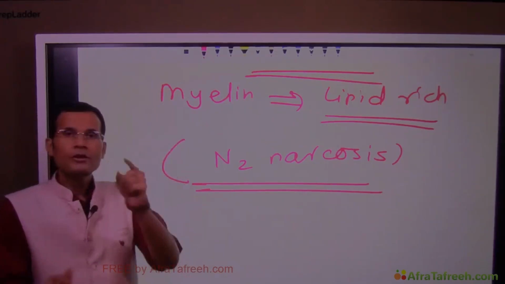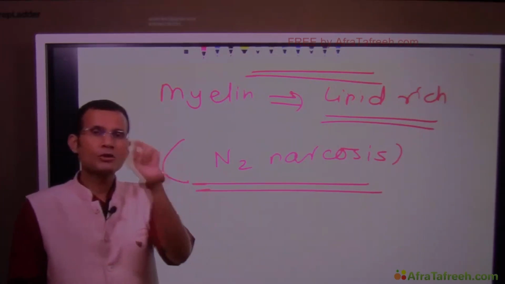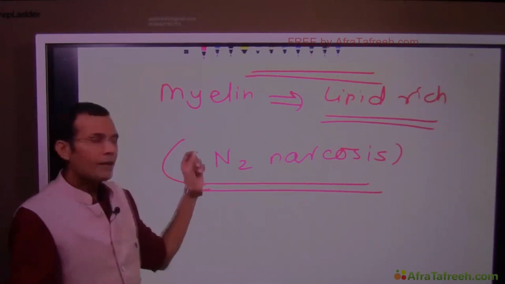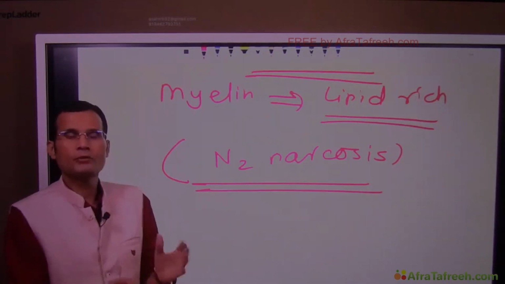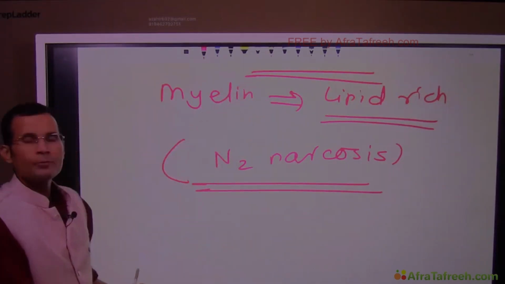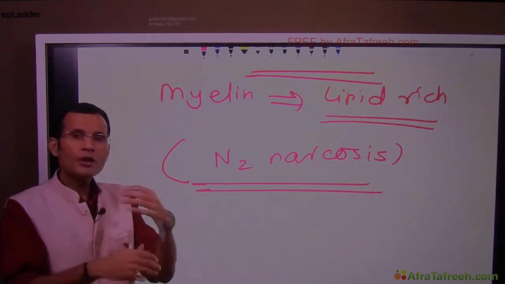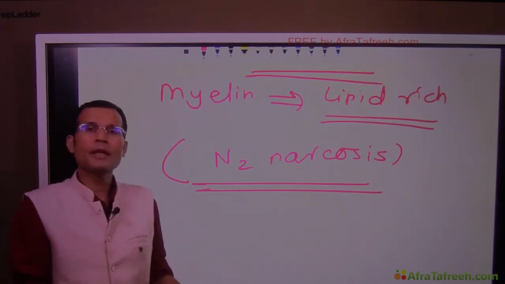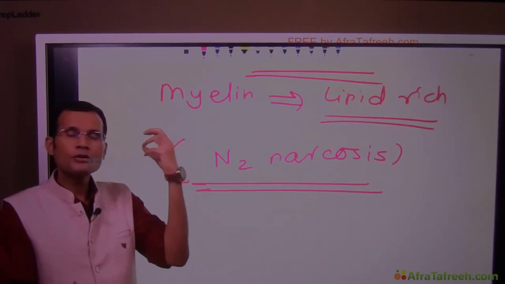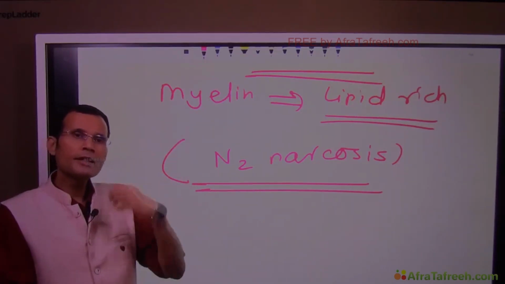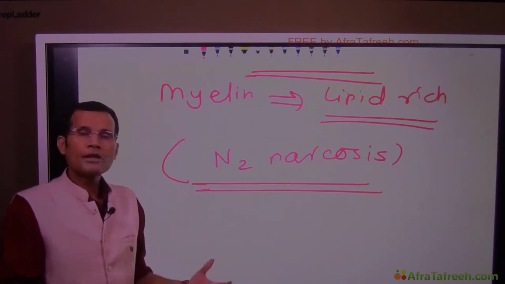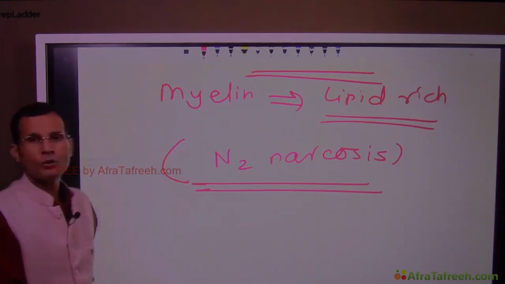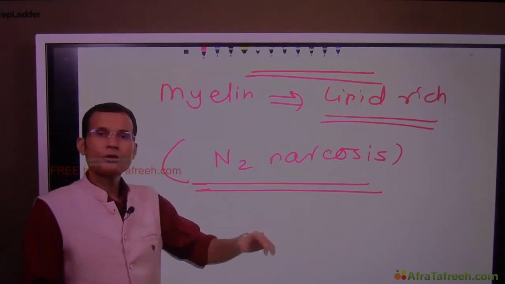And now the point is, nitrogen has got high affinity for lipids. So nitrogen gets dissolved in the lipids of the body. And I already mentioned myelin, the covering of the neurons, is lipid rich. So nitrogen dissolves in the neuronal membranes. Imagine this, neurons of the brain, nitrogen is getting dissolved there, resulting in disturbed functioning of the CNS neurons, and that is called nitrogen narcosis.